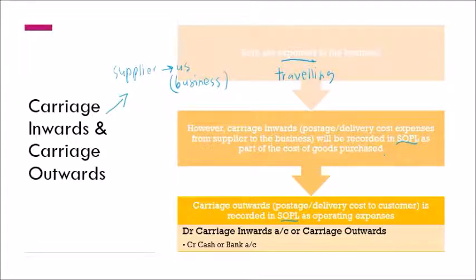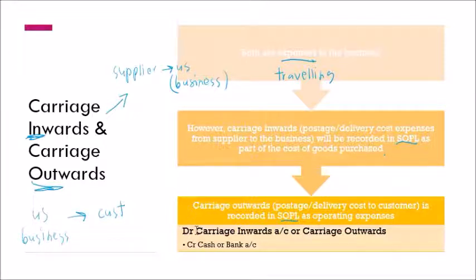That's why it's in. The supplier is sending stock to us. Okay. While carriage outward is us, the business, sending to the customer. That's why it's out. You will be bringing out the stock. Okay. So both of them are expenses.